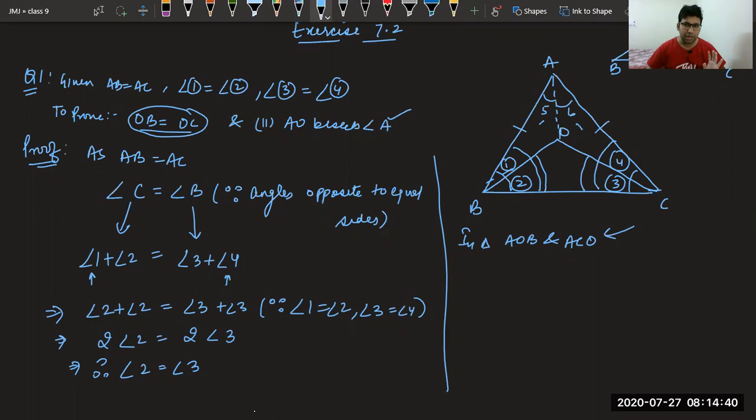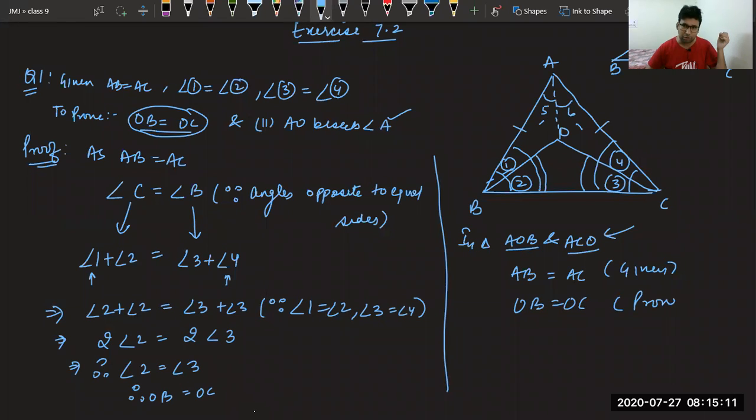Now let's start. In triangle AOB and ACO, tell me what are the things that are equal. We know already that side AB equal to AC given to us. Other thing, all of you, what is the other thing? Apart from AB equal to AC, what do we know? Very good, Utkarsh. We have just proved in the last part that OB equal to OC. We have proved this already. So OB equal to OC, we have proved above.